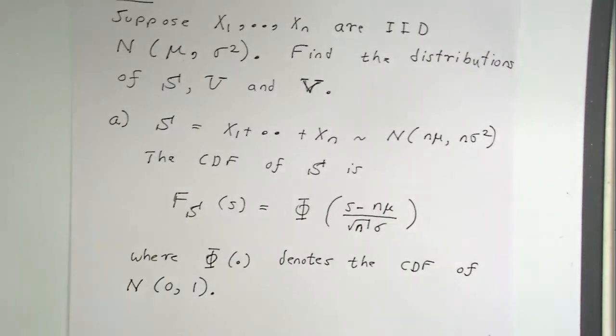Because the distribution of the sum is equal to this, the CDF must take this form. Remember, the CDF of a normal distribution is phi. Phi is the CDF of the standard normal, times S is the argument minus the mean. In this case, the mean is n mu divided by the square root of the variance, which is the square root of n times sigma. That's the formula.